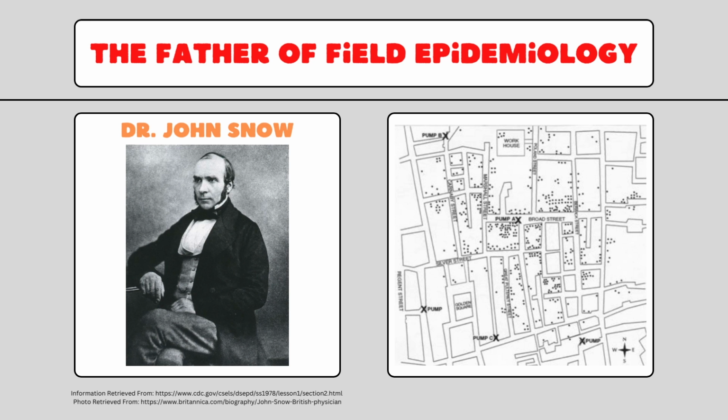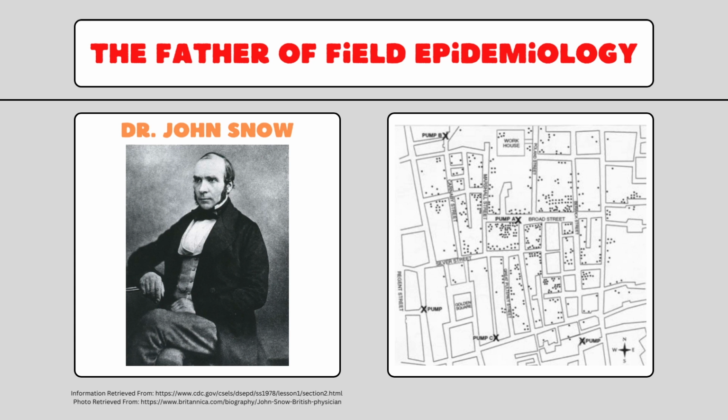His research began when he tried to figure out in which area individuals that were diagnosed with cholera lived and worked. What he did was he used the map on the right to draw little spots for each residence that had cholera. From this, he was able to see the geographic distribution of cases, and it's called a spot map.